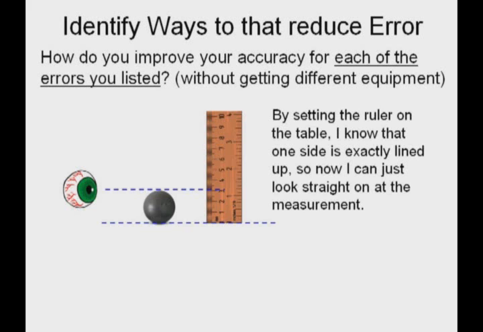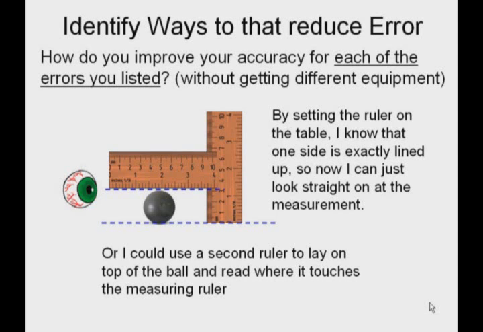Other things we can do, we can alter the procedure. If I put the ball down on the desktop and the ruler down on the desktop, now that I know one side is lined up, I can look straight on this side, and that greatly minimizes the parallax that I have. I can also change the procedure by putting a ruler on top of this one. Where these 2 rulers touch is even going to give me a better measurement than just looking straight on. I'm not changing equipment. All I'm doing is modifying my procedure to make a more accurate measurement.